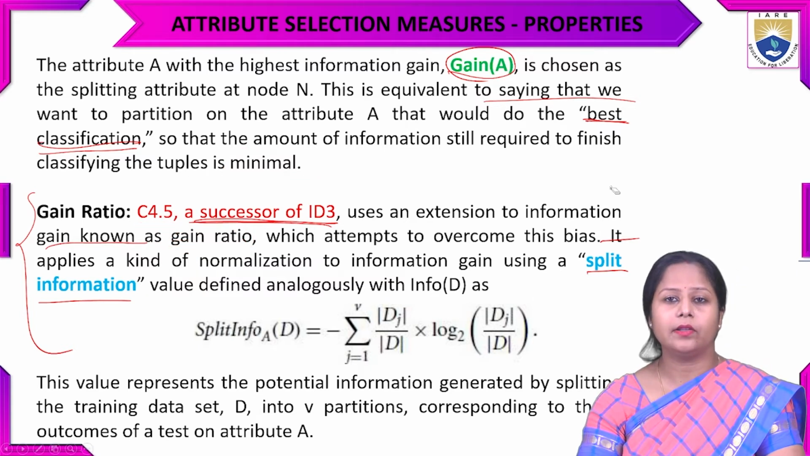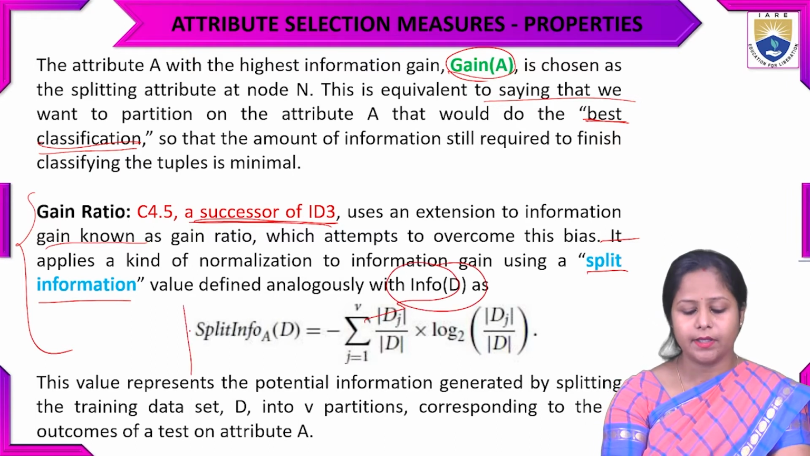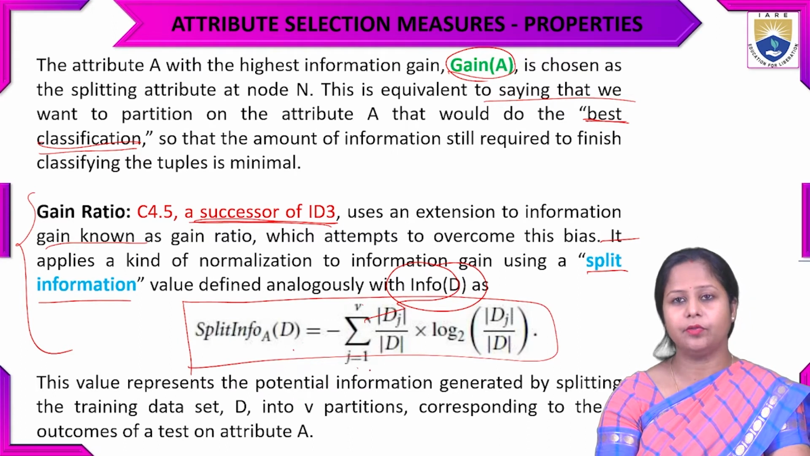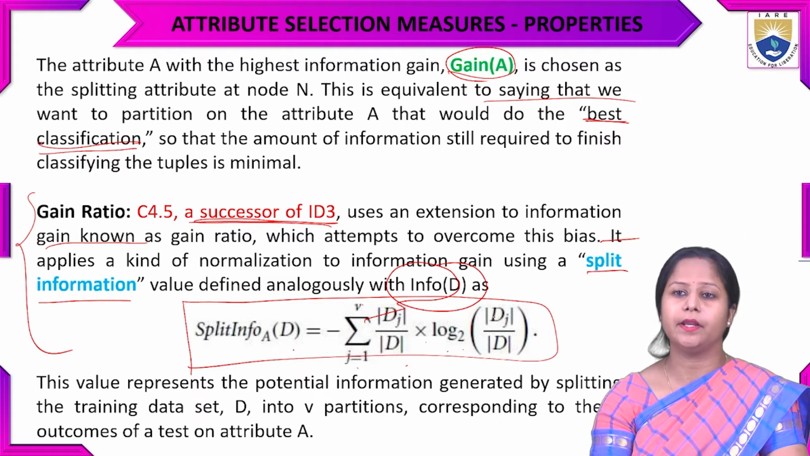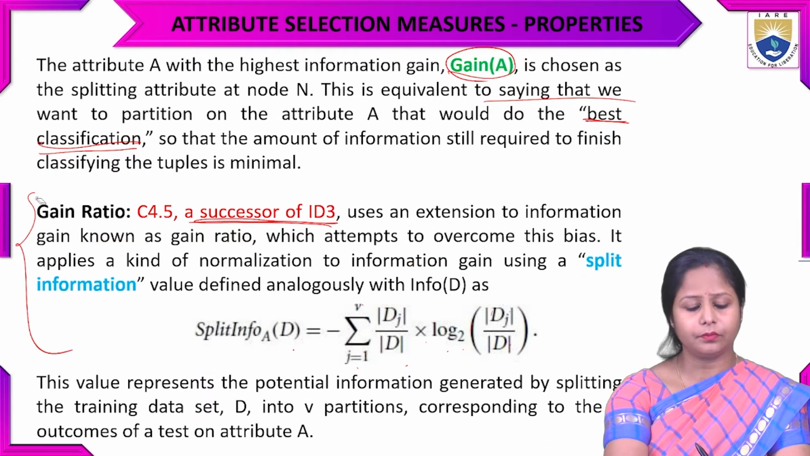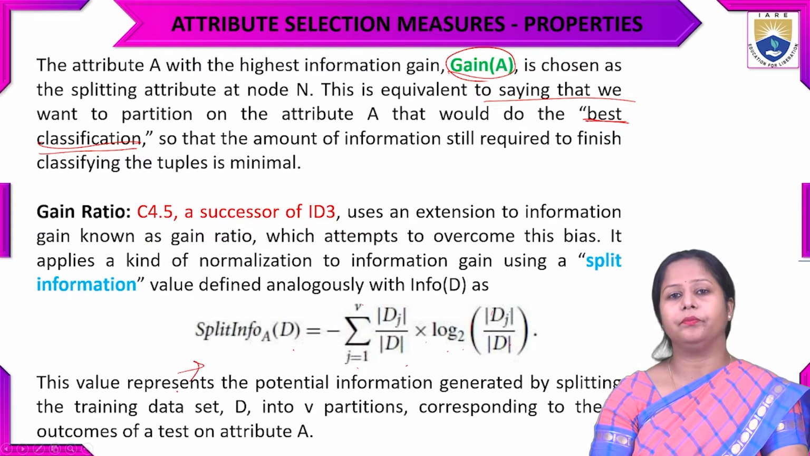So defined analogously with the info of D, the formula is split info A of D equal to minus summation of j equal to 1 to v of mod of Dj divided by mod of D into log to the base 2 in brackets mod of Dj upon mod of D. So that is the formula to get the split info A of D.